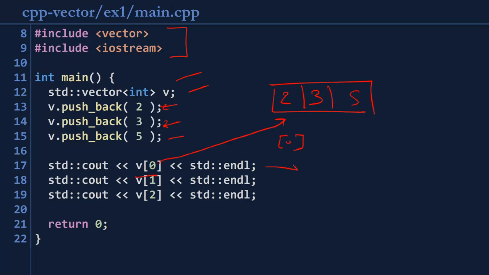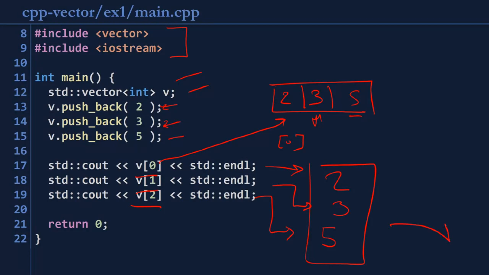So in index 0, we're going to see 2 get printed out. Index 1 is here containing the element 3. And index 2 contains the element 5. So when we run this program, we expect our output on our screen to be 2, 3, 5. Let's head over to the console and see what happens.